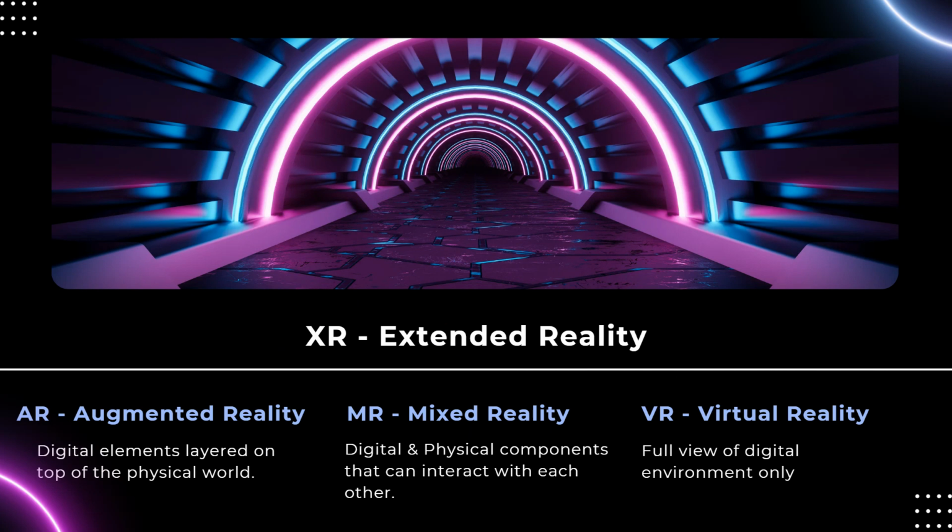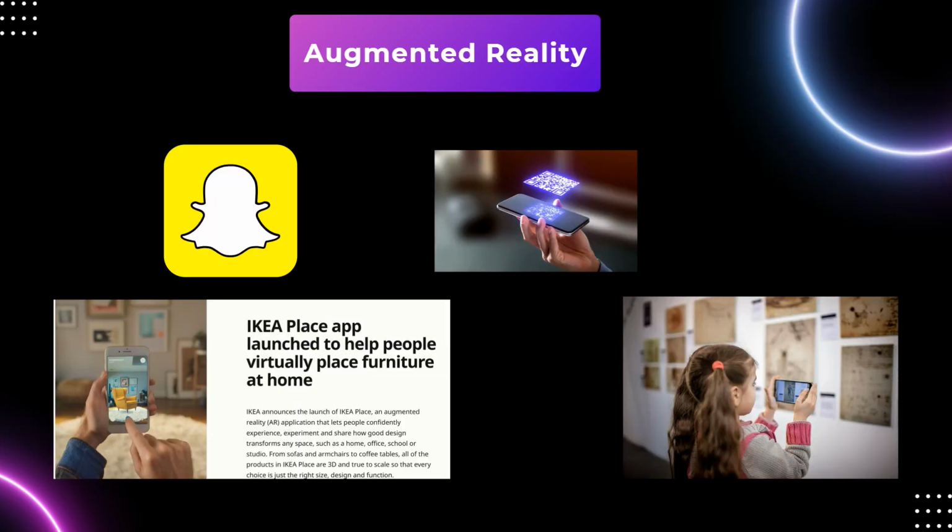But in between those two extremes, we have the continuum, which includes AR, or augmented reality, which is digital elements layered on top of the physical world, and MR, or mixed reality, which are digital and physical components that are together and can interact with each other, and then different levels of virtual reality that can replace one or multiple senses with digital simulations, and those make up our virtual continuum of XR, or extended reality.